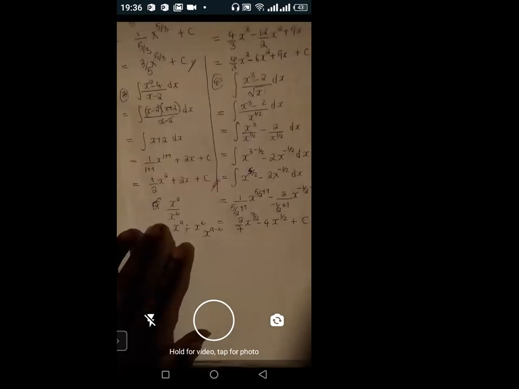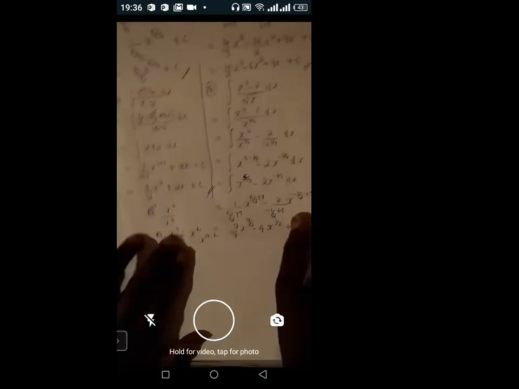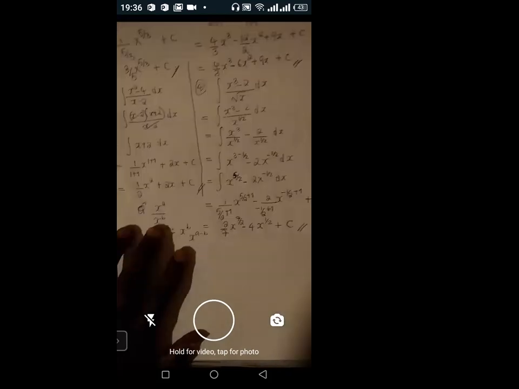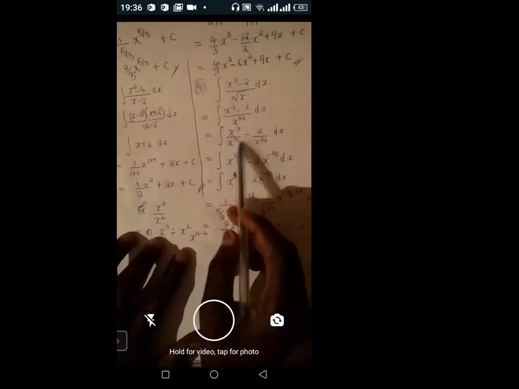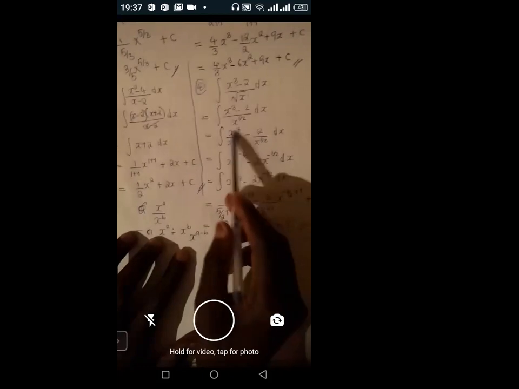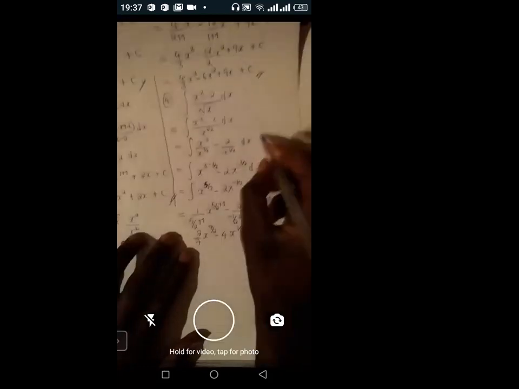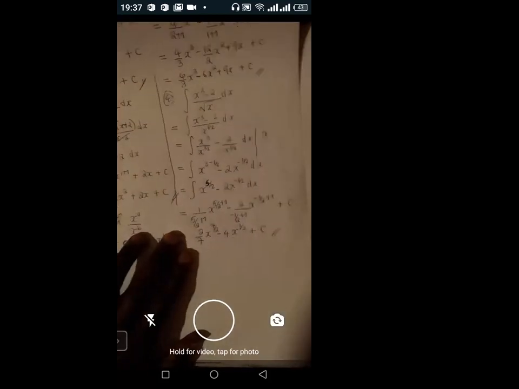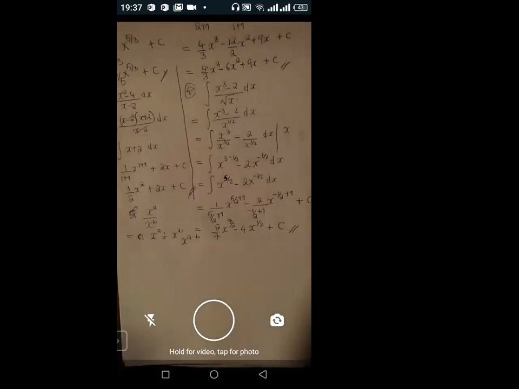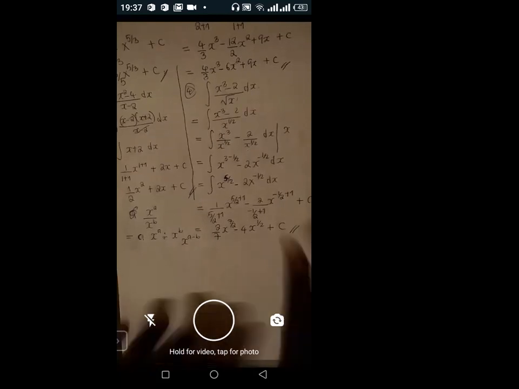Are we still confused? Here the bases are the same. You have x and x, so they're common, so you simply subtract the powers. Okay, I get it now. Thank you. Right, so we can move on.